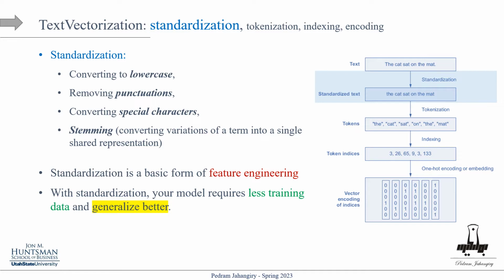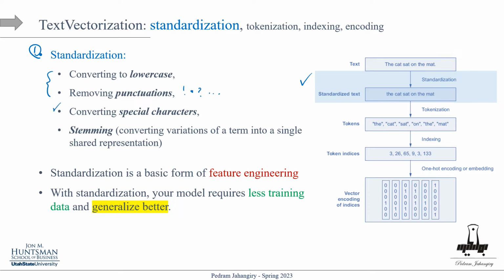Starting with standardization. This is step number 1. We have a text, for example, the cat sat on the mat. What are different ways that we can standardize a text? These are the most common ones, especially the first 2: converting to lowercase, making sure that all the letters are lowercase, and then removing punctuation. These are usually built into any kind of text vectorization layer that you're using in TensorFlow. The punctuation can be exclamation marks, dots, question marks, and so on.